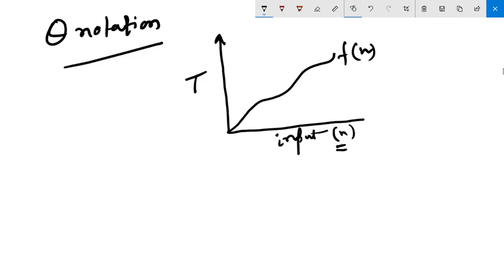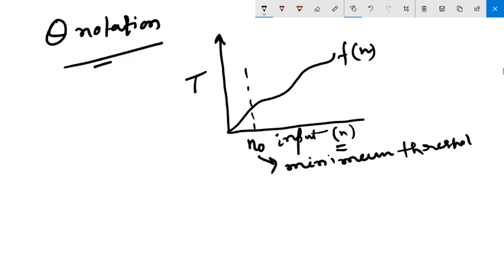Now how should you say that fn has an upper bound or lower bound? In terms of theta notation, there exists a positive constant c1 and another positive constant c2 and there is n0. Let's say n0 is up to this much. This is n0. n0 is the minimum threshold input. That means we need some value n0, otherwise the calculation is not possible. Some minimum input should be there. It should not be a trivial case. So from here onwards we will look at the graph.